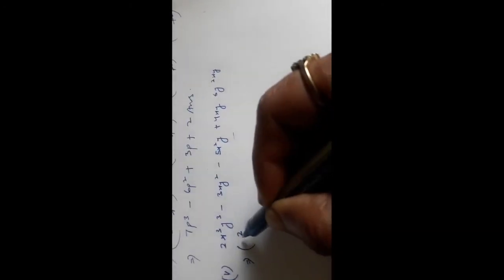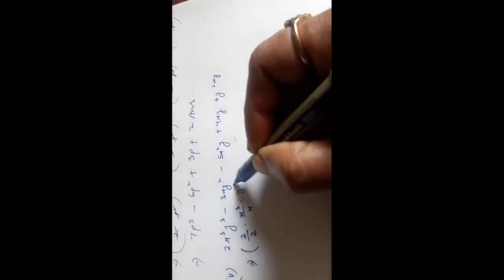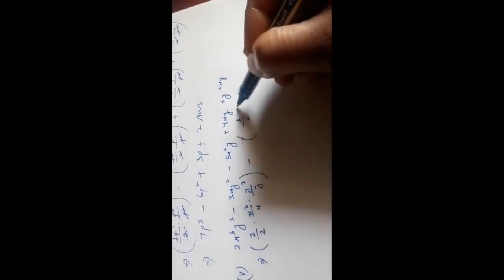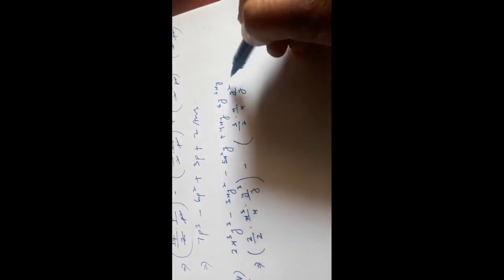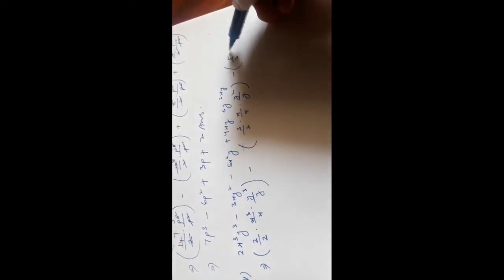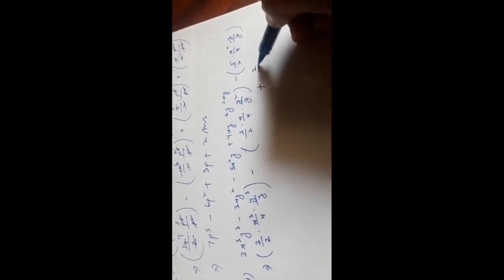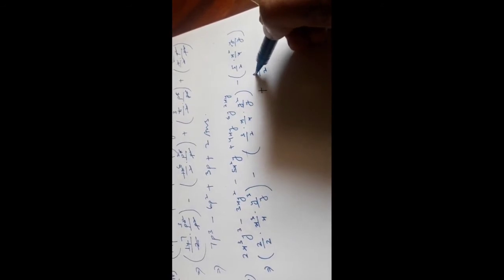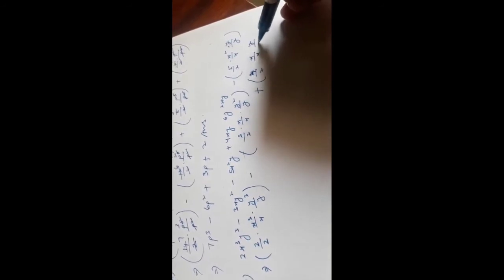First, 2 with 2, x cube with x and y cube with y, minus sign, 3 by 2, x with x and y square with y. Now 5 by 2, x square with x and y with y, positive 2 with 2, 4 with 2, x with x and y with y.